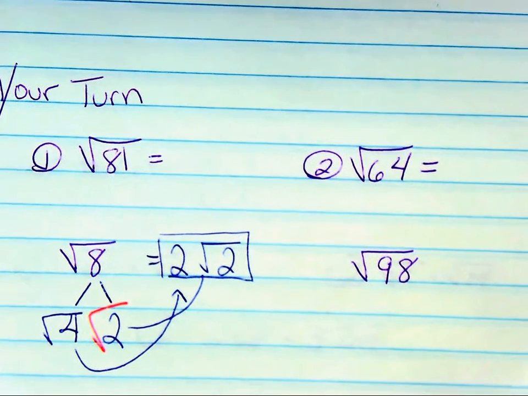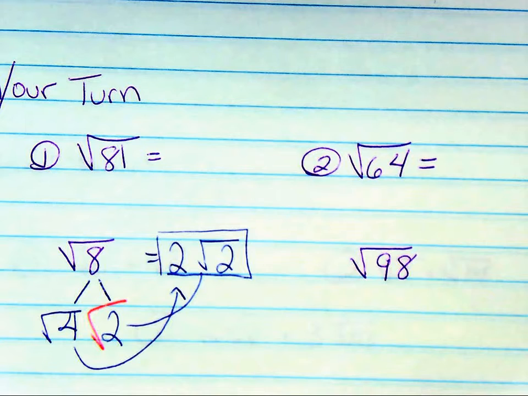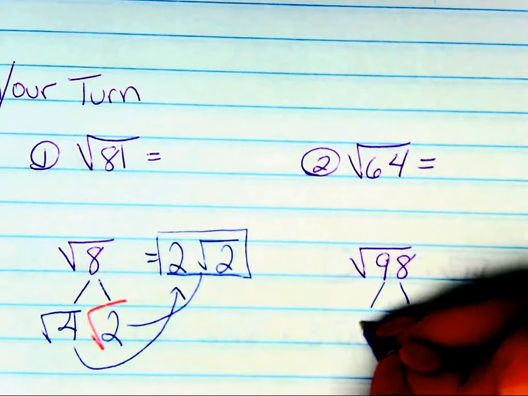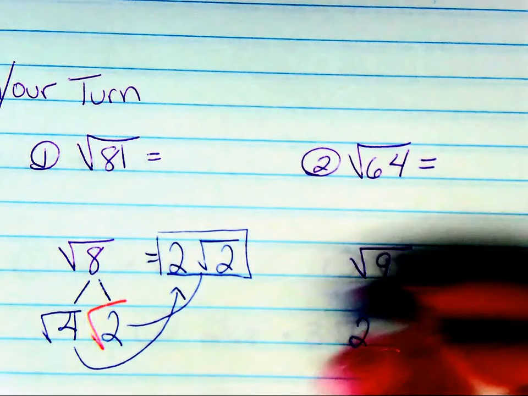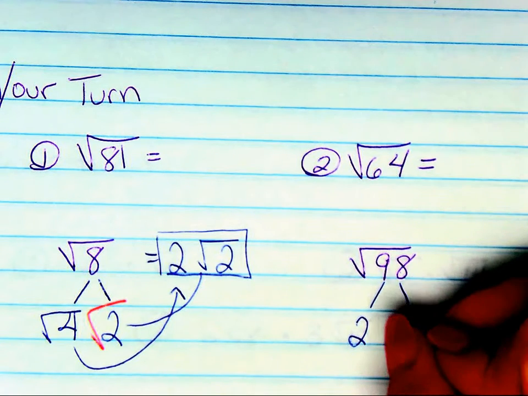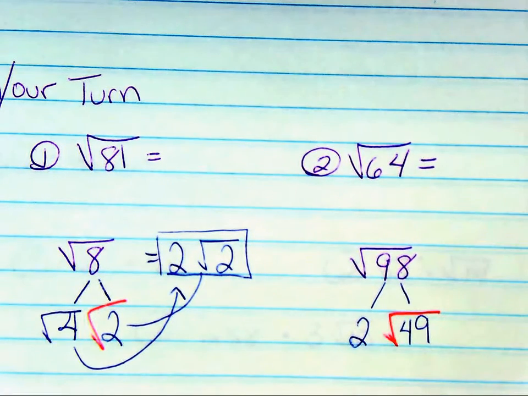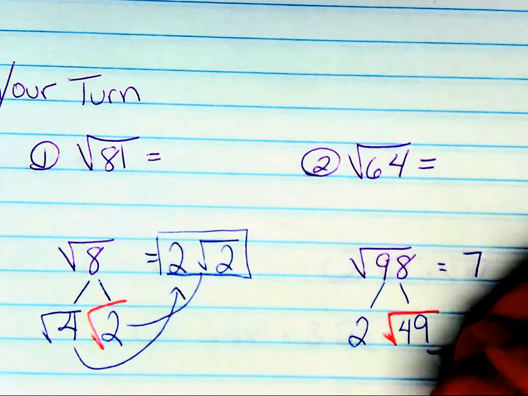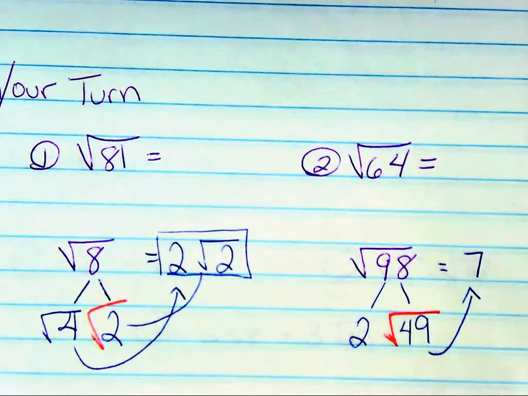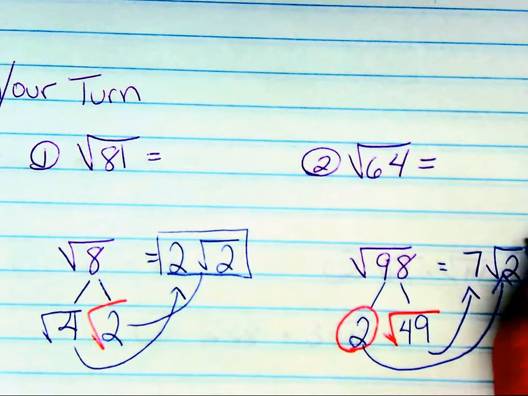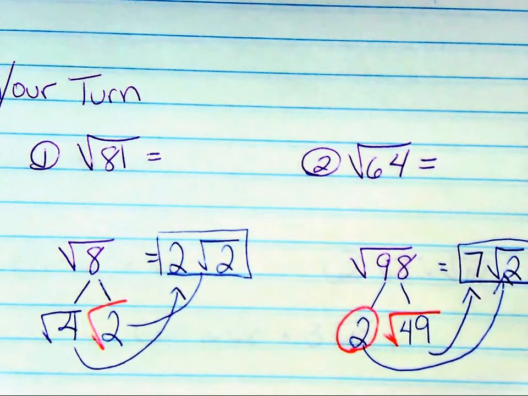You would do the same thing for 98. 98 is a very large number. If you can't remember what a factor is, since it's even, start with 2. 2 goes into 98 49 times. Well, now I recognize that 49 is a perfect square. The answer of the square root of 49 is 7. This 2 does not have anything to partner with, so it just gets moved to be next to the 7, and my answer is 7 times the square root of 2.